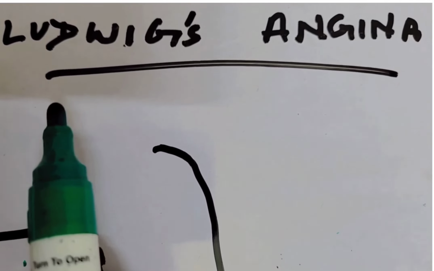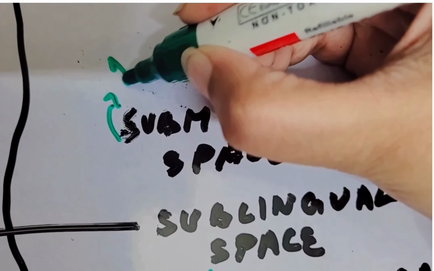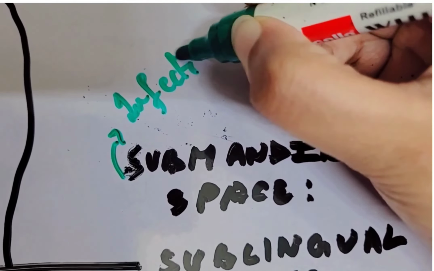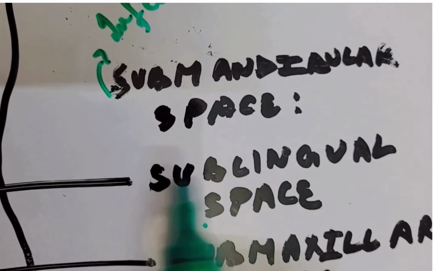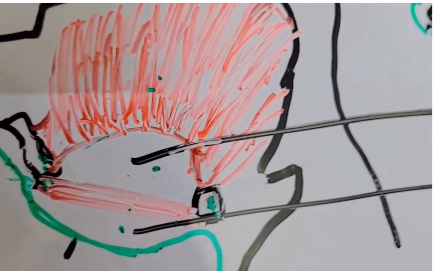Everybody, today we'll quickly discuss Ludwig's angina. What is Ludwig's angina? It is the infection of the submandibular space. Let's talk about the gross anatomy of the submandibular space.